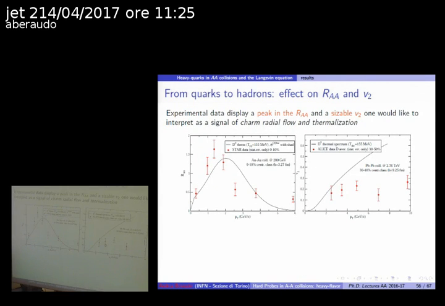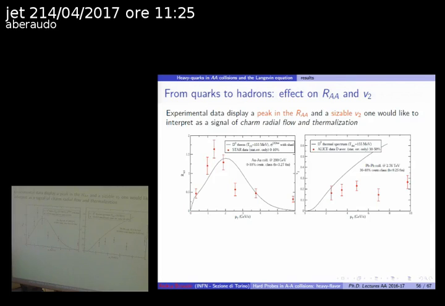So let us check what we get. These are results for D mesons. This is the nuclear modification factor. This is the elliptic flow. These are the mesons measured at STAR, and these are the mesons measured at ALICE. So these are RHIC and these are LHC results. You see, STAR results, which go to very low pT, are characterized by this bump at moderate pT that you would like to interpret. And ALICE results are characterized by this non-vanishing elliptic flow of the D mesons.